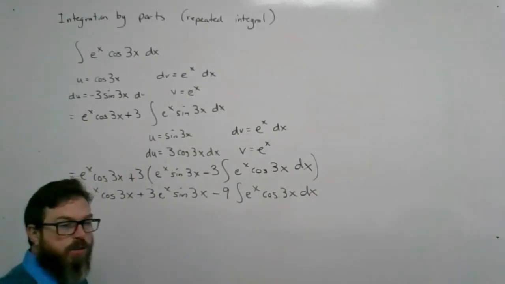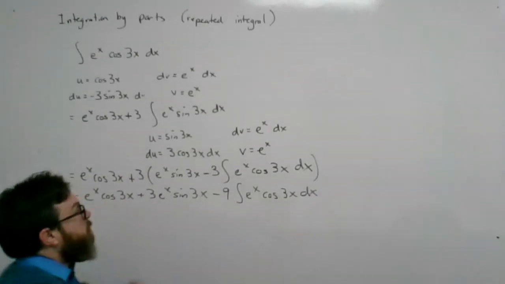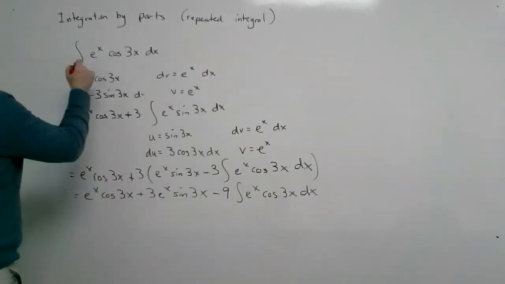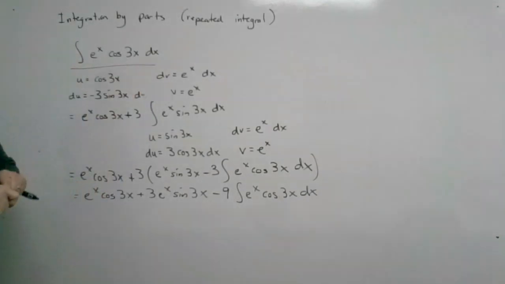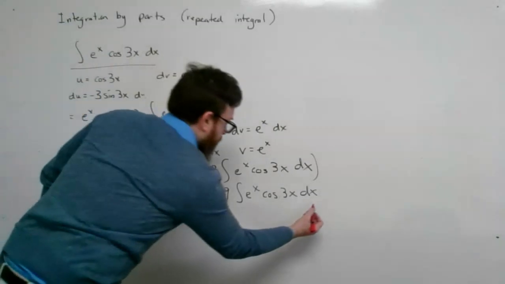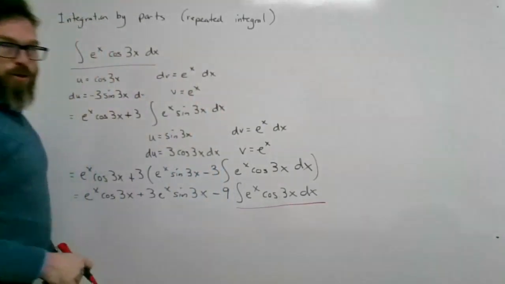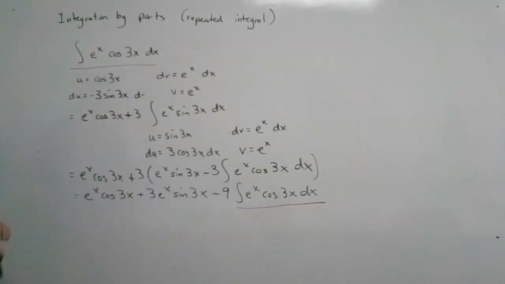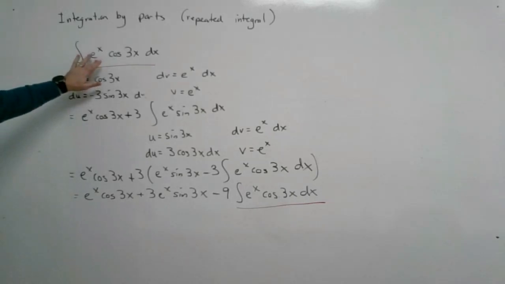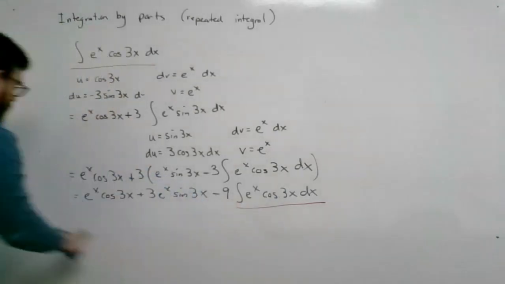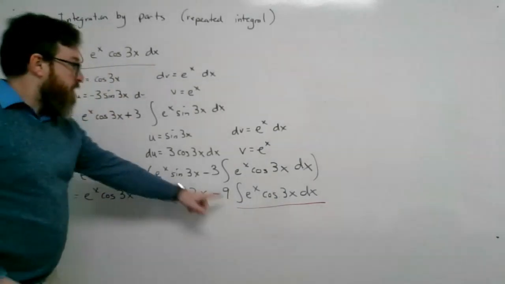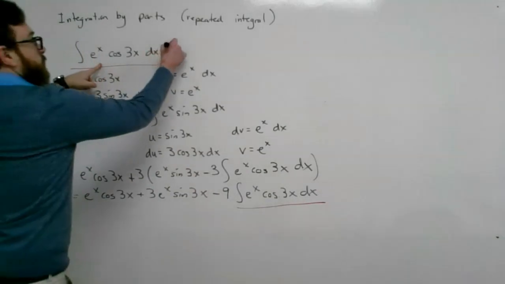dx. And this is really the beauty of this repeated integral. Remember that we were trying to integrate the integral of e to the x cosine of 3x. And guess what we got back? We have that integral back. So if this side is also that integral, then I can move this integral to the other side. I can add this 9 to this side because this is the left side of that equation.